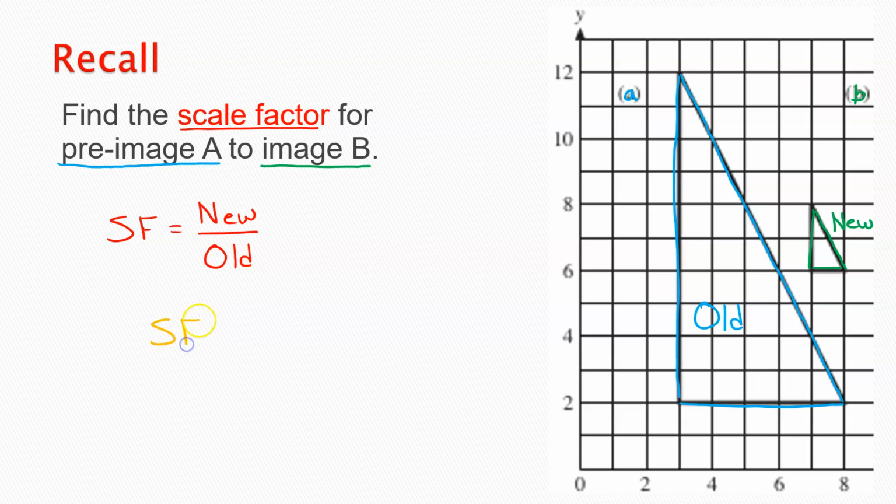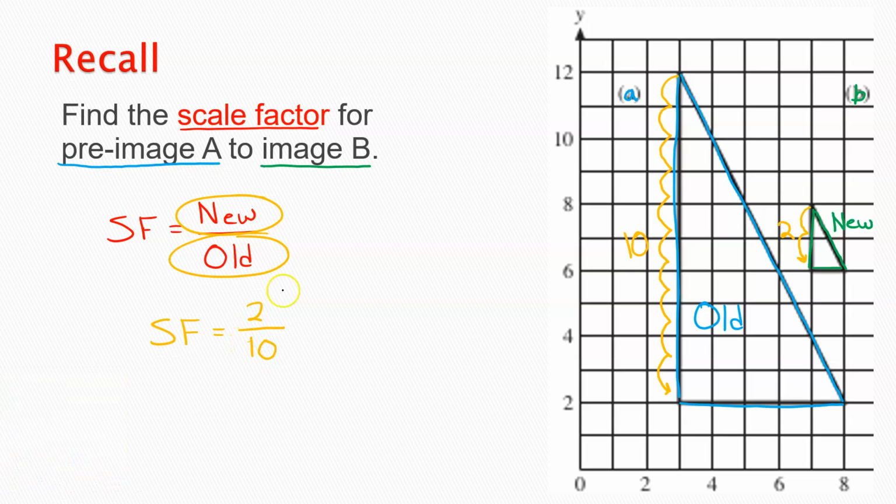So for scale factor, I'm going to compare a side on the new one. On the green one over here, I'm going to pick the left side of that triangle. I count the spaces, and that's just 2 units. So I'm going to put 2 units up above, and I compare it to the same side of the old pre-image. The left side of this right triangle, I'm also going to compare to the left side of the old one. So let me start counting. 1, 2, 3, 4, 5, 6, 7, 8, 10. That was a distance of 10 units. So there's our scale factor. Our scale factor is 2 over 10.